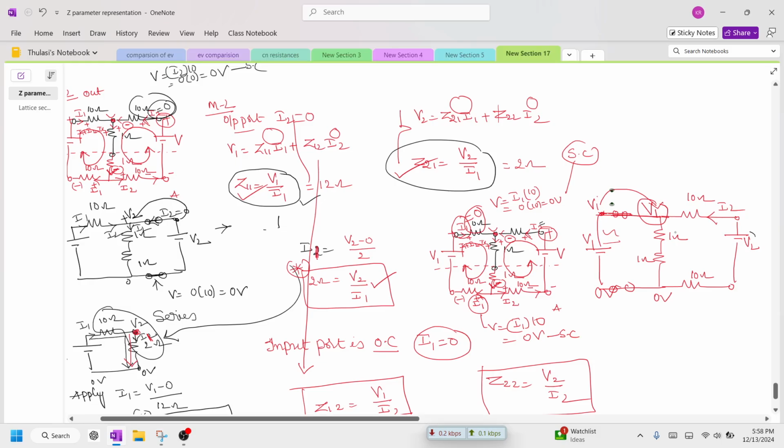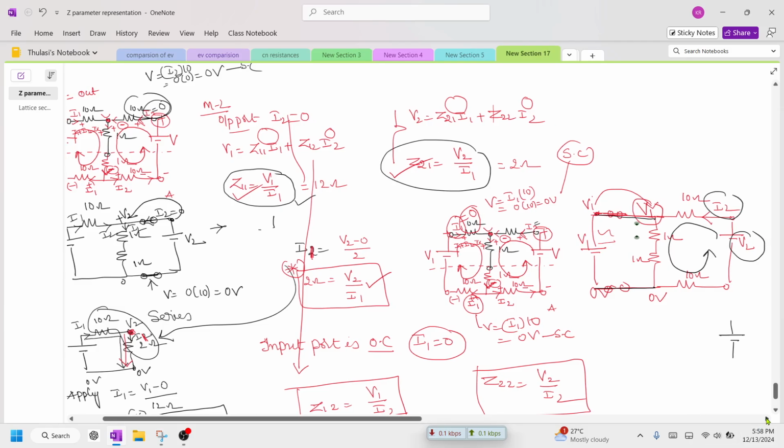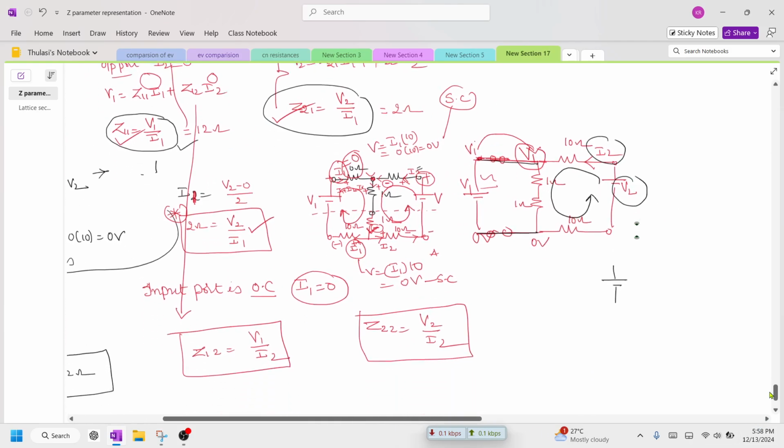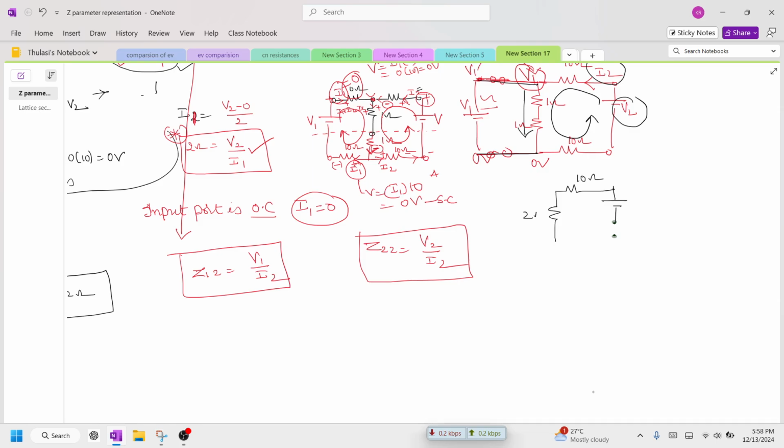Now we require the relationship between V2 as well as I2. Since this has been short circuited, we can forget this, and this is only the network for us. So in this network, when you see here, this is only the branch we are having. This is nothing but 10 ohm, and these two are connected in series. So I'm writing the resultant series branch, which is nothing but 2 ohm.